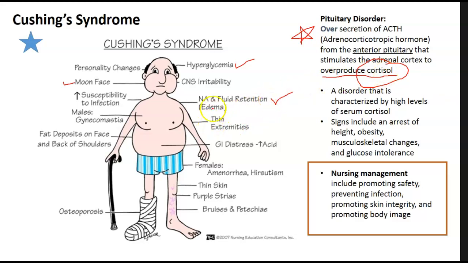We're going to have some sodium and fluid retention. We're going to have higher risk of bruising and petechiae. They're at high risk for osteoporosis. But also you're going to see some strange fat deposits on the face and back of shoulders. So another one you may have heard is like a buffalo hump on their back.